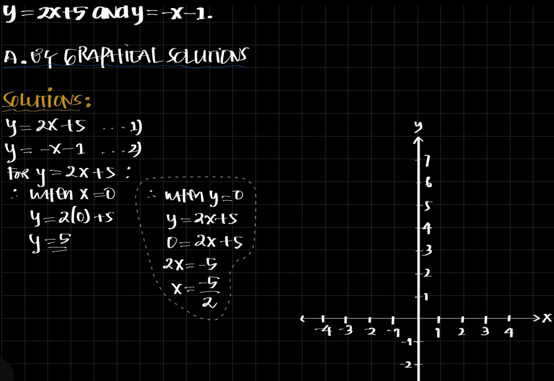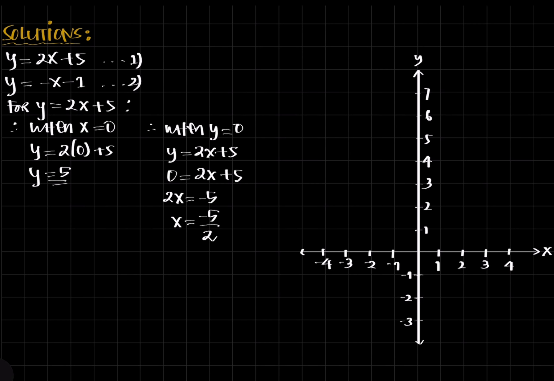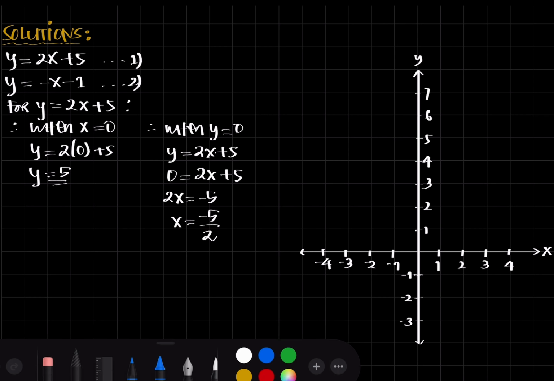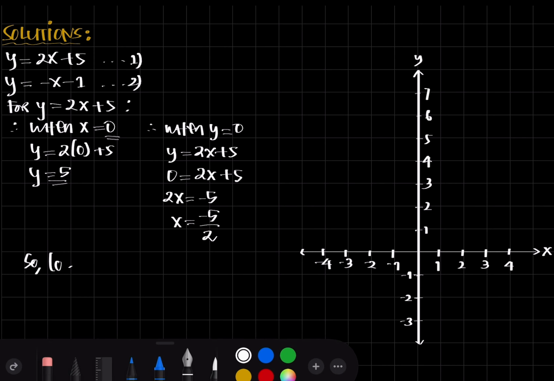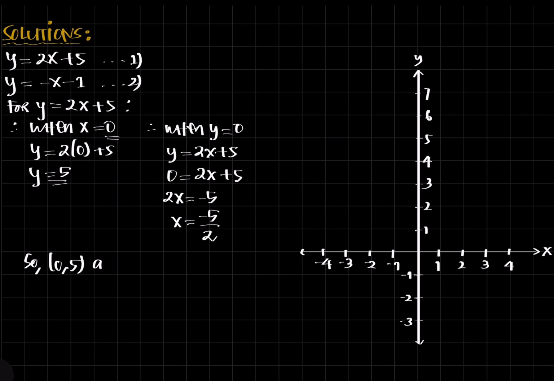Then the next thing we have to find out is the values of x and y for the first equation. So we have 0, 5, and negative 5 over 2, 0. So that is the first one.